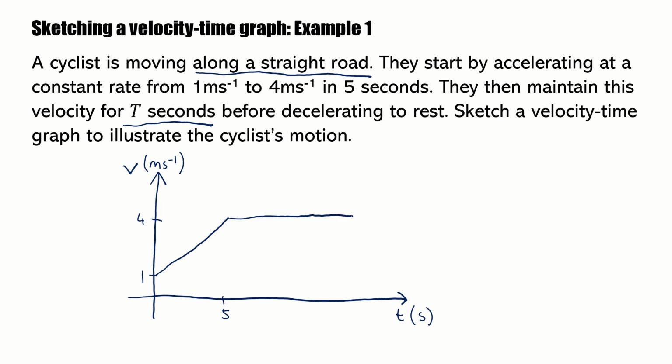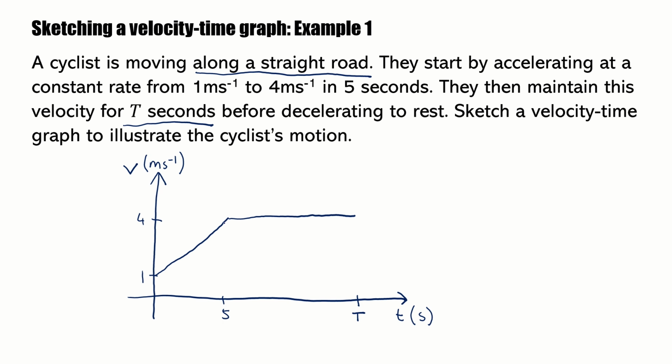So the y coordinate, or v coordinate I should say, is staying at 4. But if we're maintaining this for t seconds, watch out, because there would be a lot of people who would be very tempted to write t here. But that would be wrong. And the reason it would be wrong is because that implies this is happening at t seconds. But it's not. It's happening t seconds after we started going at 4 meters per second.